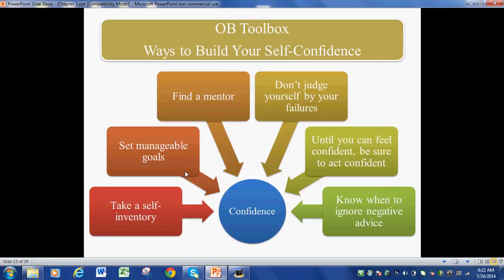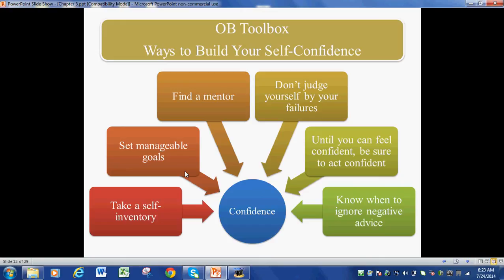So back to your organizational behavior toolbox, there are ways to build your self-confidence. You can take a self-inventory. What am I good at? Let's talk about those things. Set manageable goals. Goals need to be manageable. They can't be these outlandish goals like, I want to go to Mars tomorrow. Set reasonable goals. Find a mentor. Find somebody who's doing well in the organization and try and have them assist you with laying out a game plan or map something out to show what you need to do to bolster your confidence or anything else in the workplace.